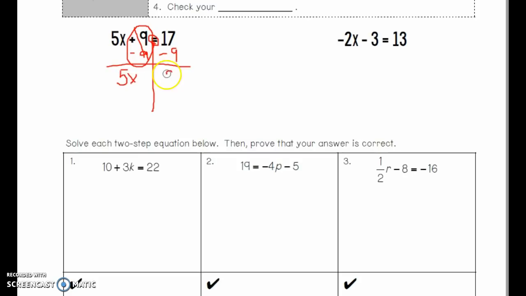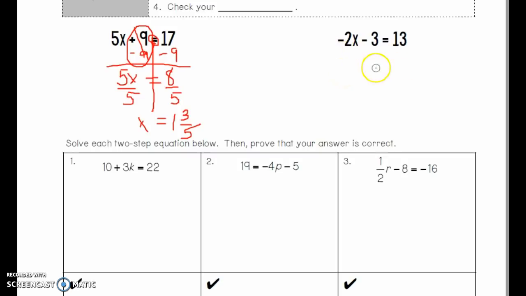17 minus 9 is 8. There's my equal sign again. 5x means multiplication. I need to divide both sides by 5. And you're going to say, well, gosh, that doesn't go in evenly, and it does not, and that's okay. x equals 8/5, which is 1 and 3/5. Just to make sure you understand the process, I'll do checks below. Right now, I want to just make sure you understand this process.